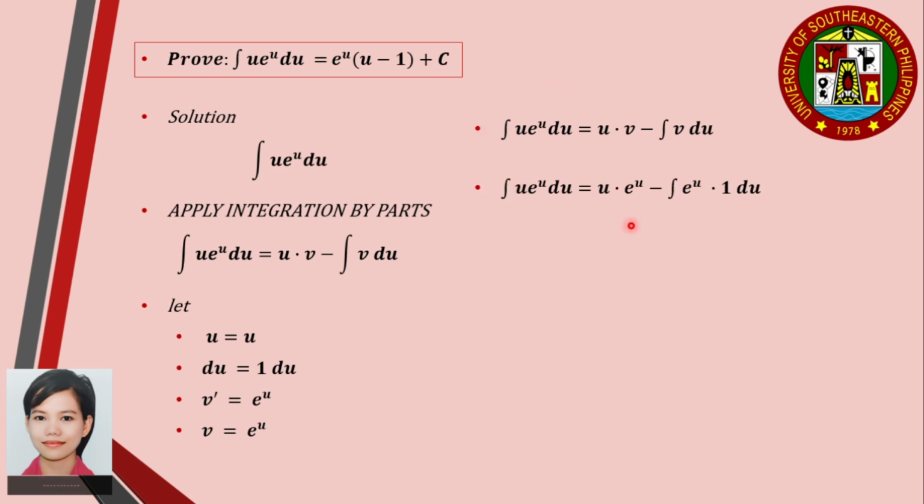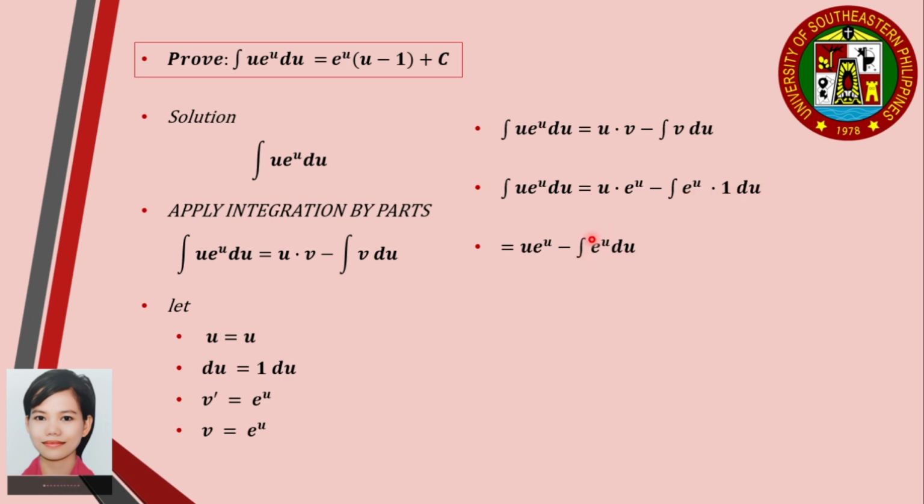So the integral of u multiplied by e raised to the power of u du is equal to u times e raised to the power of u, which is the u and the v, minus the integral of the v. What is the integral of the v? It is e raised to the power of u right here. So we have the integral of v multiplied by du. By simplifying, we have u e raised to the power of u minus the e raised to the power of u times 1. Of course, we're going to have the e raised to the power of u du.